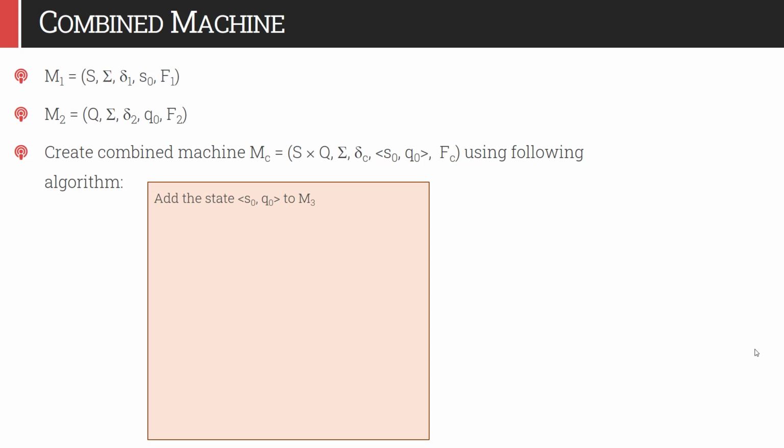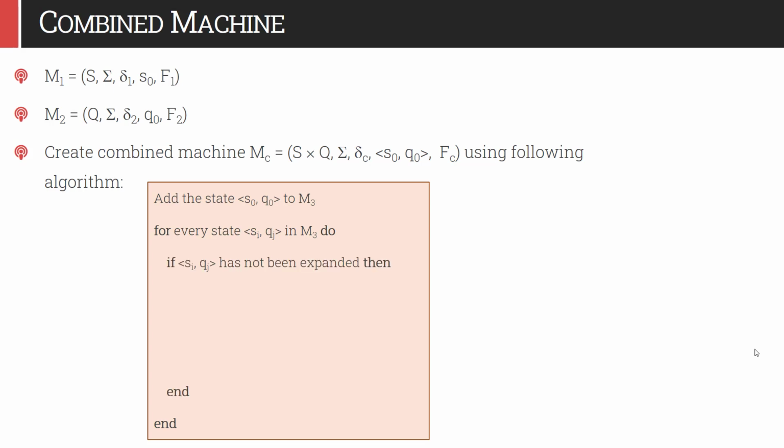We have already discussed the algorithm. What we have to do is, first add the state S0 Q0 to M3, and then iterate through a loop, that for every state Si, Sj in M3 we have to do this. Right now we have only one state, S0 Q0, so we will pick it up and expand it. How to expand? We have to find out delta transitions for Si comma Sj, Si comma Qj.